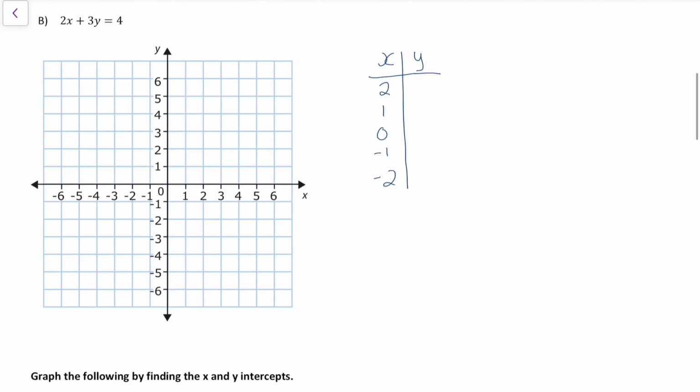Because I'm solving for y, I like to rearrange this equation first so that I don't have to rearrange it each time I substitute a number in. So I'm going to take our equation, and I'm going to rearrange it so that it's y equals. So first I'm going to get rid of 2x. To get rid of that 2x, I'm going to subtract 2x from each side. So I get 3y equals 4 minus 2x.